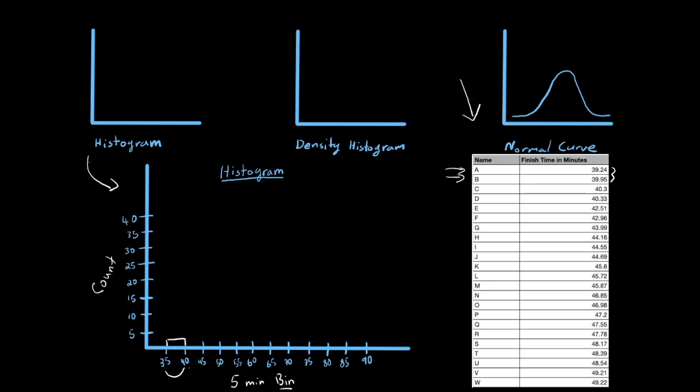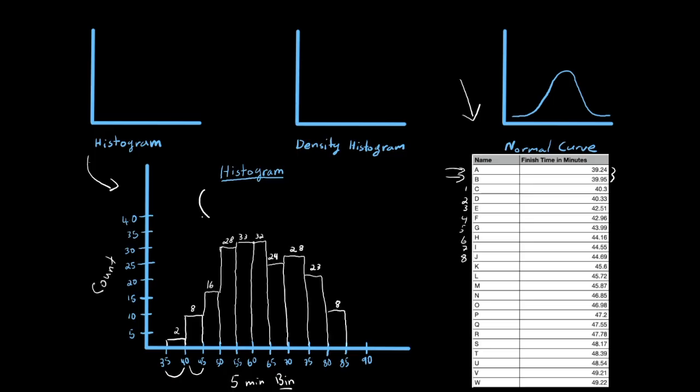And then let's go to our next bin now, 40 to 45 minutes. So if we go back to our data and start counting the runners, there's going to be 1, 2, 3, 4, 5, 6, 7, 8 runners who complete the race between 40 and 45 minutes. 8 is roughly about here. And essentially, we just continue this process until we fill in our entire histogram. So I'll just quickly do that now.